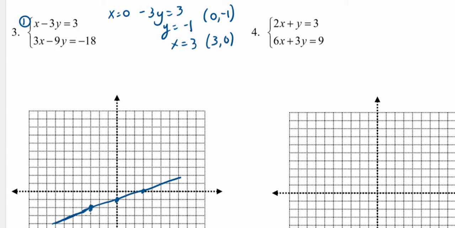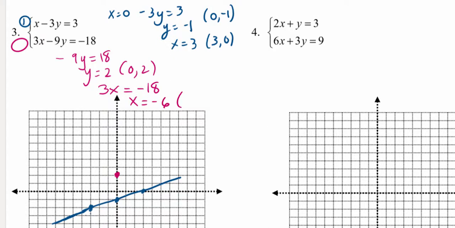Okay, and then we're going to do the same thing with the second line. So when x is 0, now I get negative 9y equals negative 18, or y equals 2. So (0, 2). And then when y is 0, we get 3x equals negative 18, or x equals negative 6, so (negative 6, 0). Okay, very good. And then, tell me, what do you notice about these two lines?